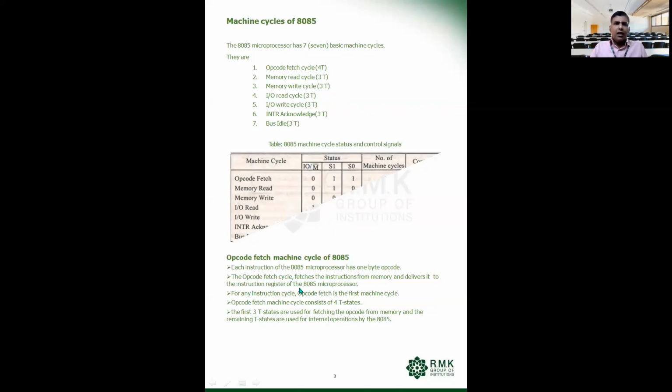First, we try to understand the opcode fetch cycle. Each instruction of the microprocessor has a command which tells the processor what to do, which is called the operation code, and it is, say, a 1 byte opcode. The opcode fetch brings the instruction from memory and delivers it to the instruction register. During the first machine cycle, it fetches the opcode from the memory, loads it into the instruction register, and then decodes it and gives it to the timing and control circuits.